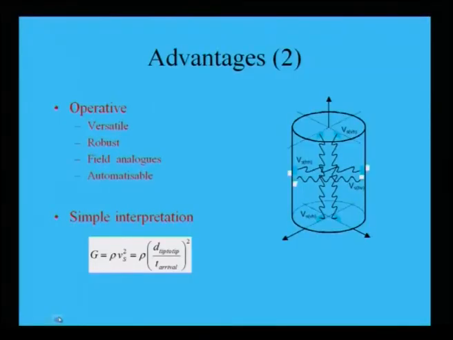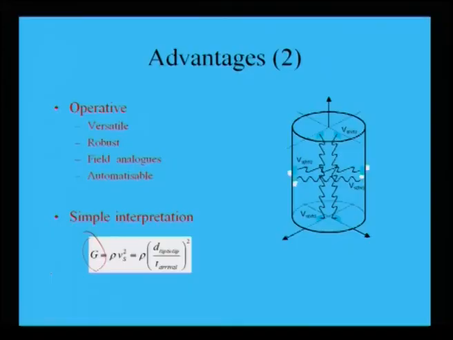If you look here, this is my soil. A shear wave is generated at the bottom by the source, and you receive it at the top. That means you can find G, the shear modulus, by means of rho into Vs squared. Vs is your shear wave velocity, which is the distance from tip to tip, from here to here, divided by how much time it takes to travel. It is very simple to interpret.